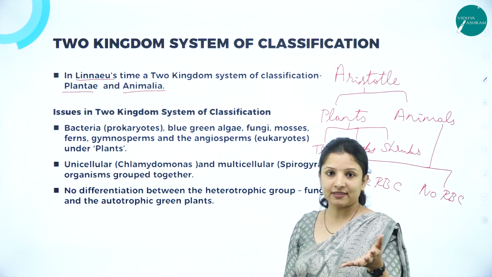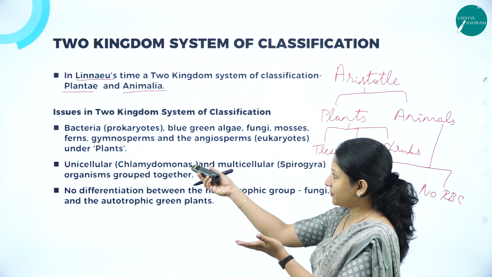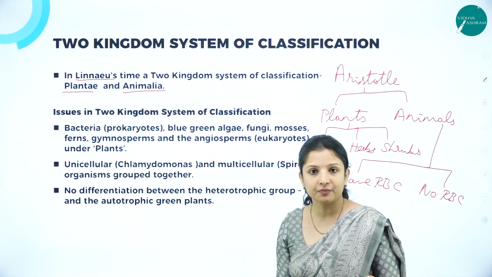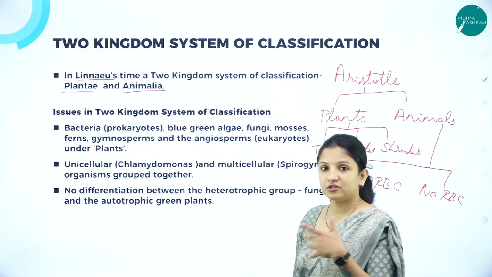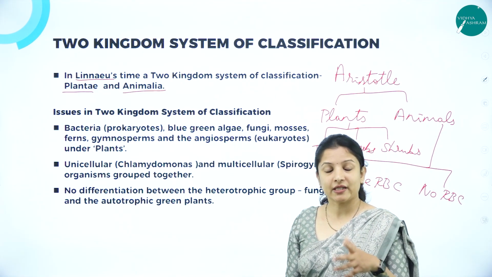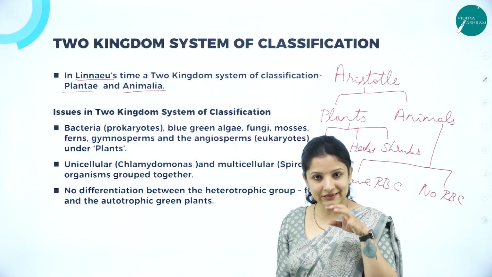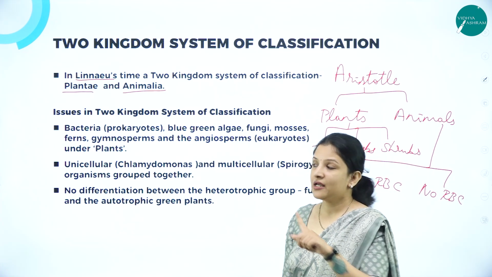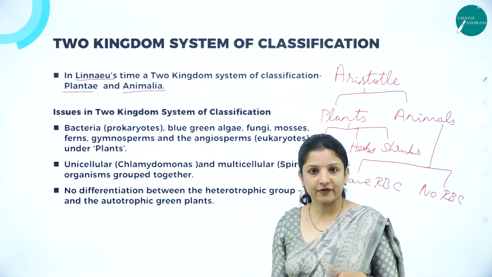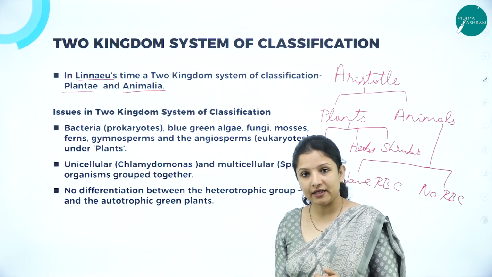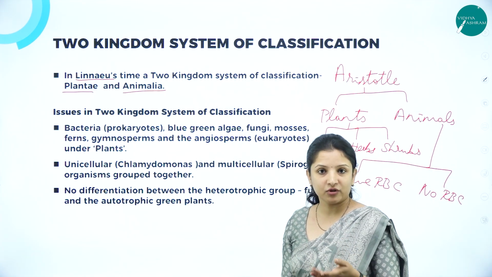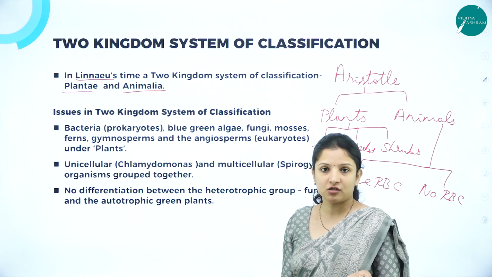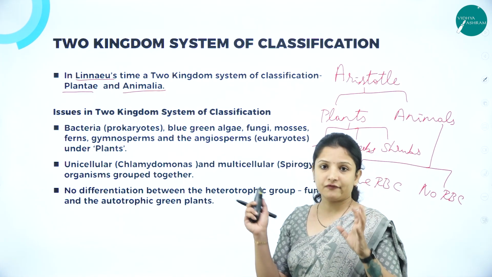Or mushroom, for example. Should we put a mushroom under plants or animals? No, we can't put it under plants because mushrooms lack chlorophyll, and we can't put it under animals because they don't move from one place to another. Animals are motile, but mushrooms stick to one particular place, right? And animals are not saprophytes, meaning they don't grow on dead and decaying organic matter. They are carnivores or herbivores, but mushrooms are not carnivores or herbivores. So, a lot of confusions were there.